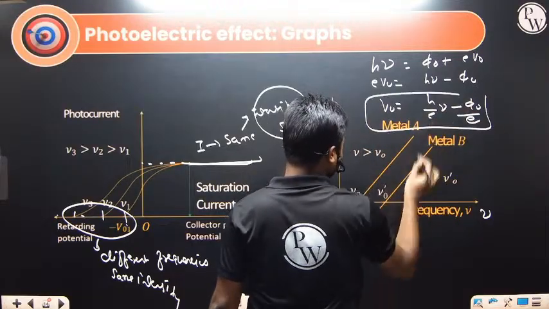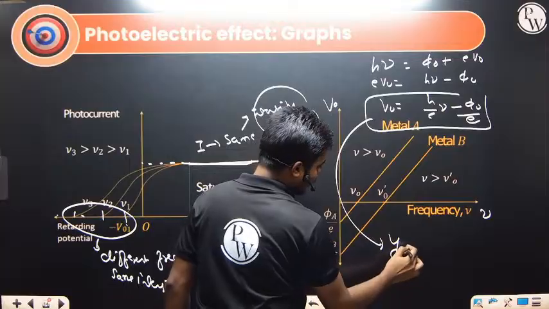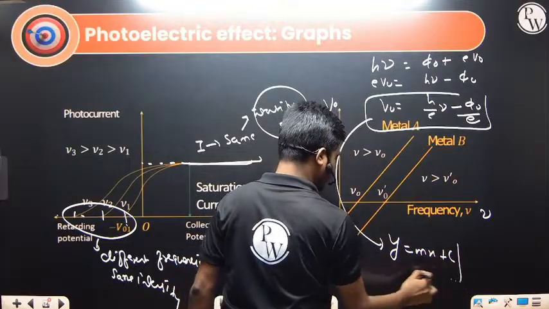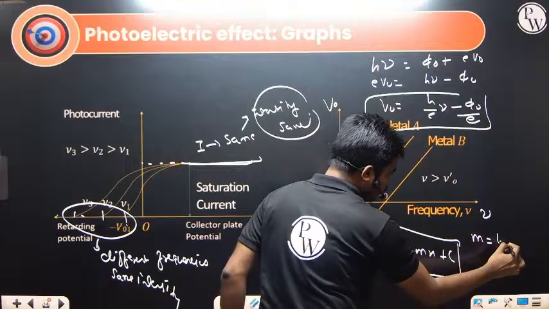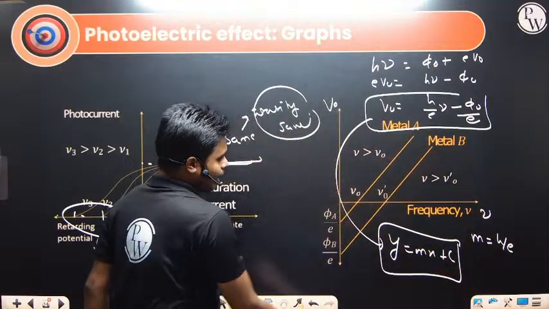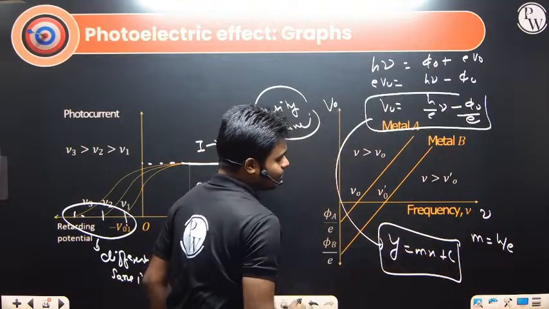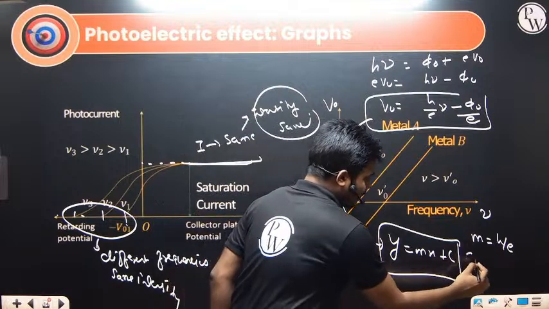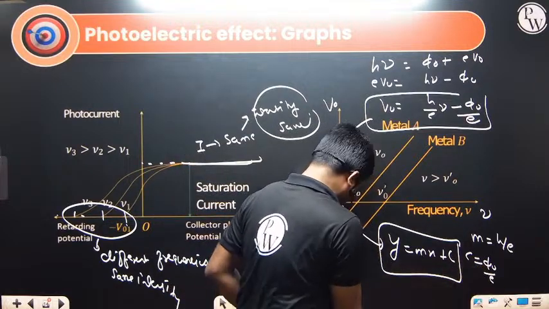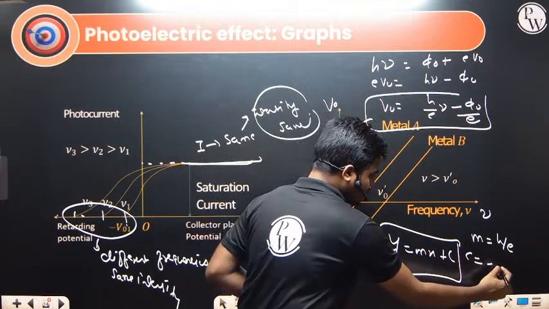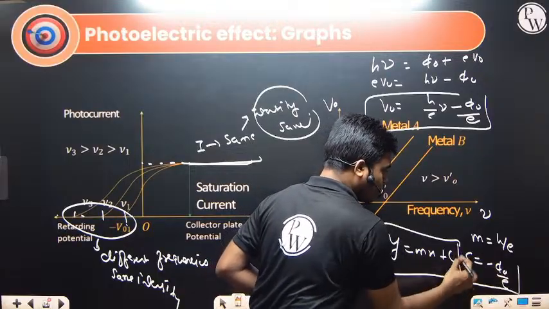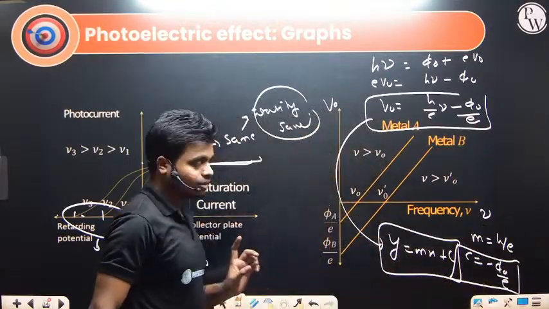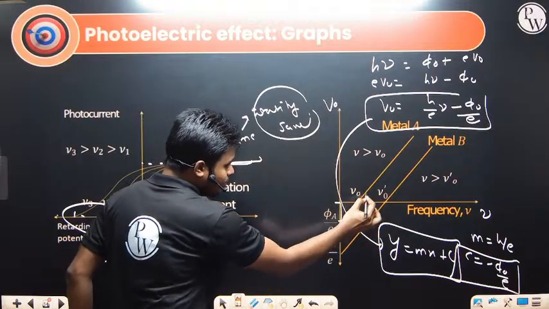So this term is of the form y = mx + c. What is the m here? The slope is m = h by e, comparing this. y is V0 and c is phi naught by e, and that too with a minus sign. So the y-intercept of this graph will give us the value of the work function for the given metal. This y-intercept, phi a by e, is for metal A.